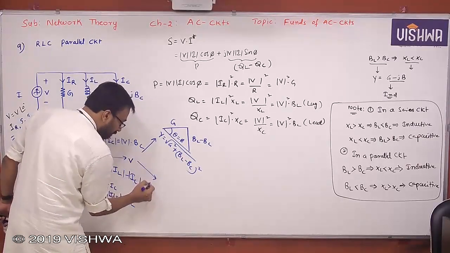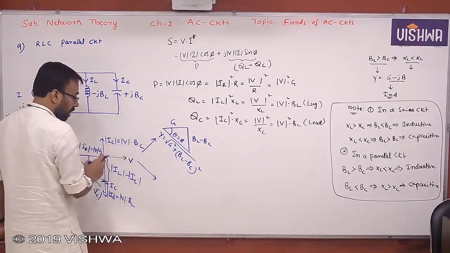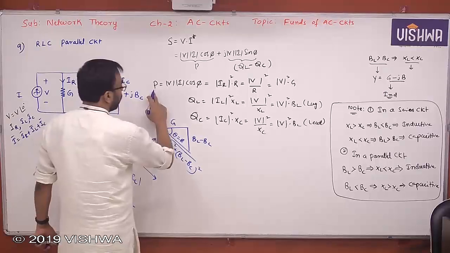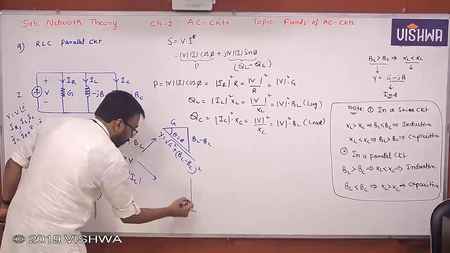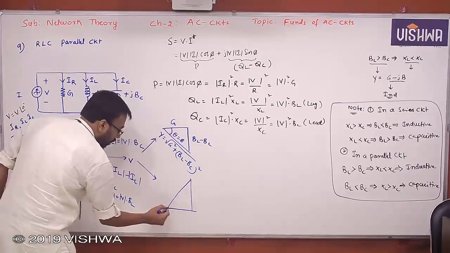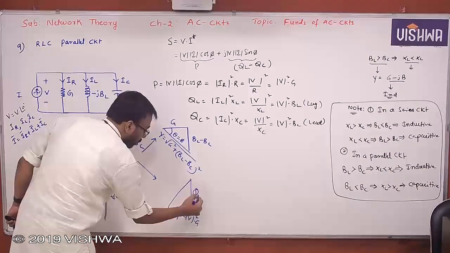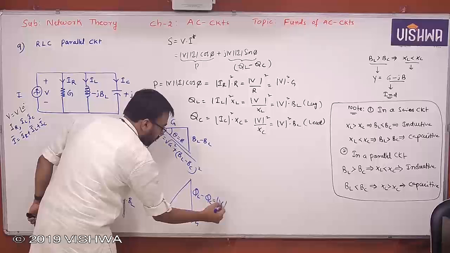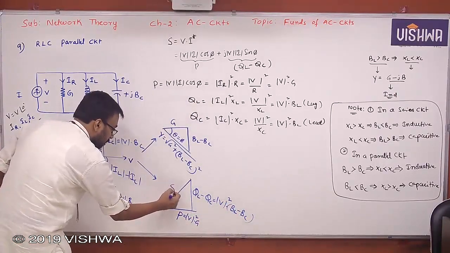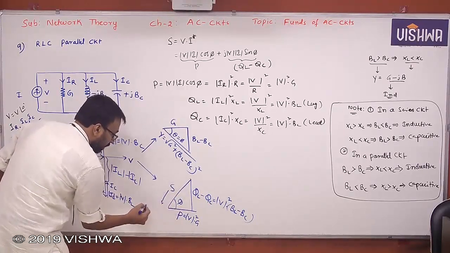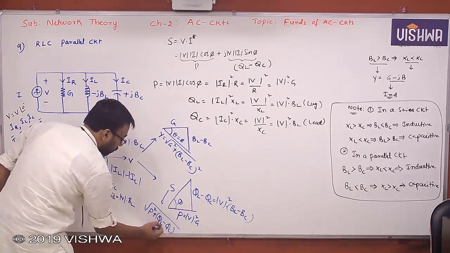Here each phasor is divided by V, but now you are multiplying with V. Then if you multiply with V, what do you get? P is equal to V square into G. But it is inductive. Inductive means the power will be in the first quadrant in the complex plane. This is P, V square into G. This is QL minus QC, V square into BL minus BC. This is S. This is phi. S is nothing but root of P square plus QL minus QC whole square.